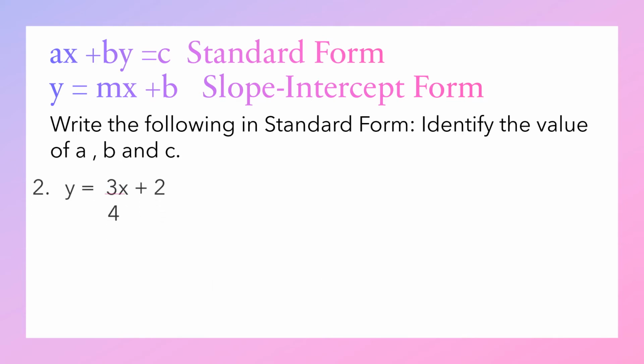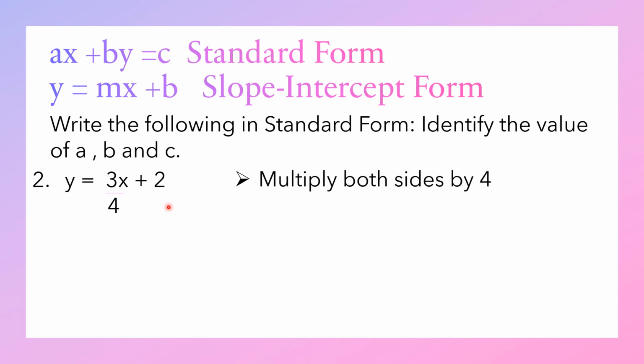Okay, let's have another one. So I have here y is equal to 3 over 4 times x plus 2. So I have denominator 4 here. So what I'm going to do now is multiply both sides by 4. Kailangan kasi matanggal ko itong 4 na denominator. Para matanggal yan, magmu-multiply ka both sides of the equation by 4. Multiply ka dito, 4. Multiply ka rin dyan ng 4. Kasi ito, 4 times y, that is 4y.